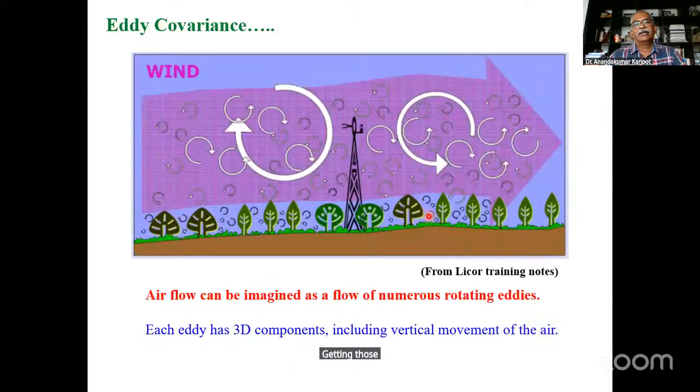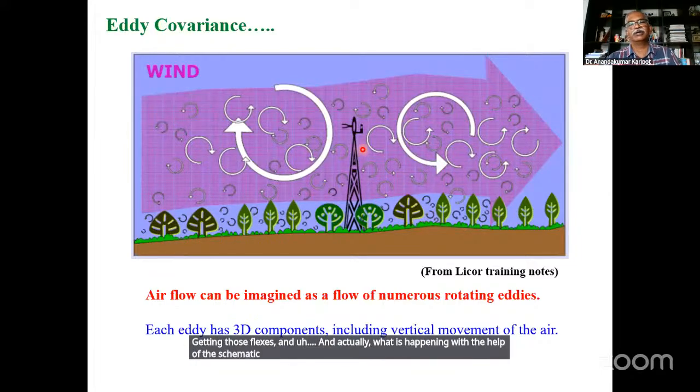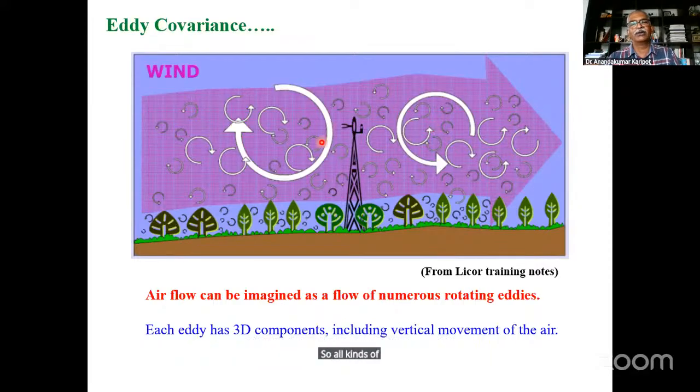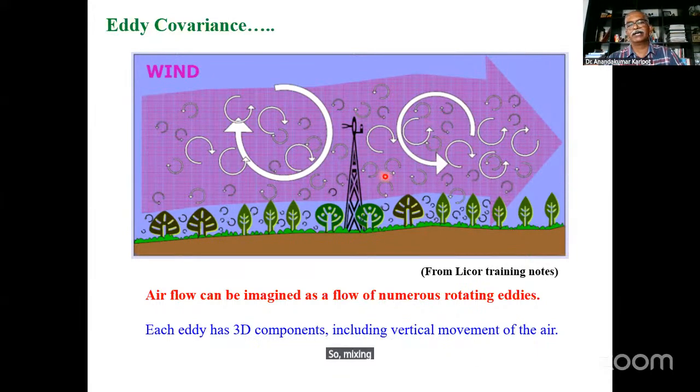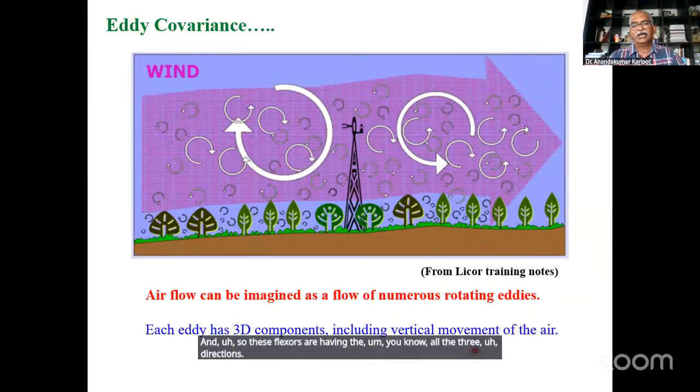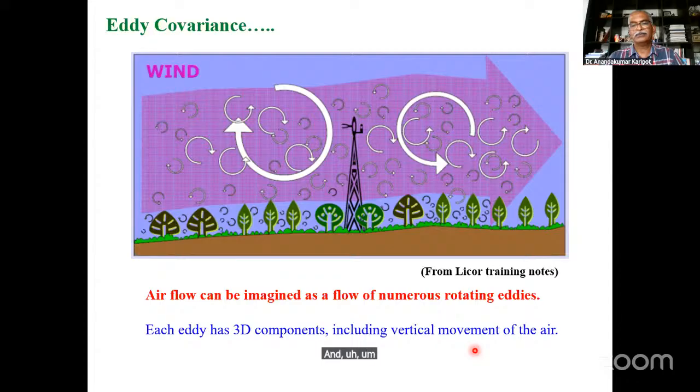And actually, the schematic shows what is happening in the boundary layer. All kinds of random, irregular motions up and down, and rotating motions are there. Mixing is taking place, turbulent eddies are going up and down, and using that eddy flux concept we arrive at those formulas. These fluxes exist in all three directions, and so we can get those.